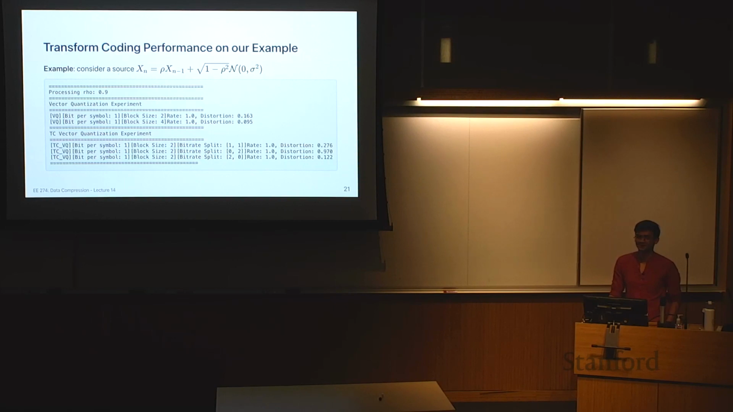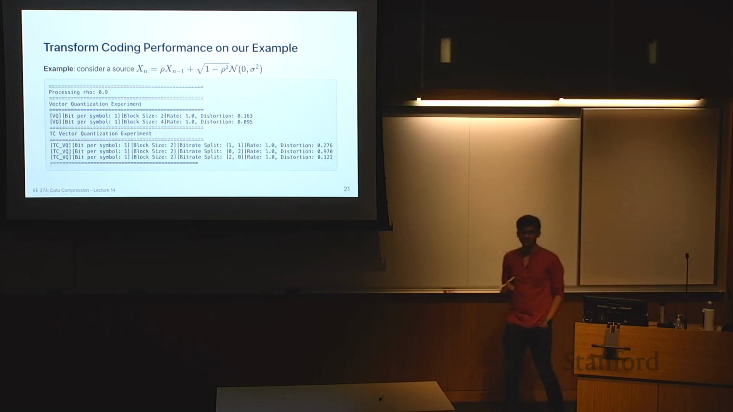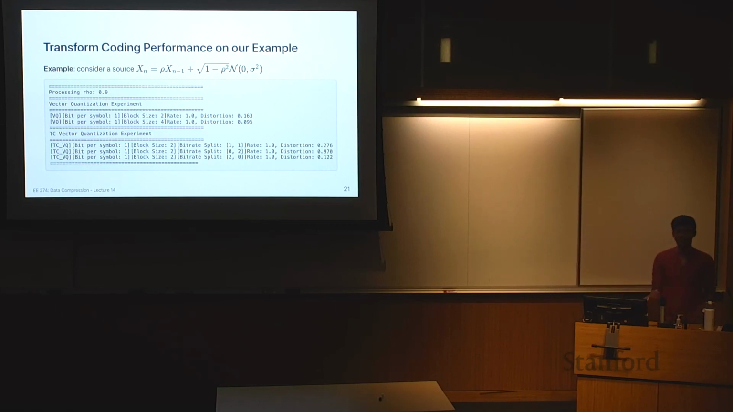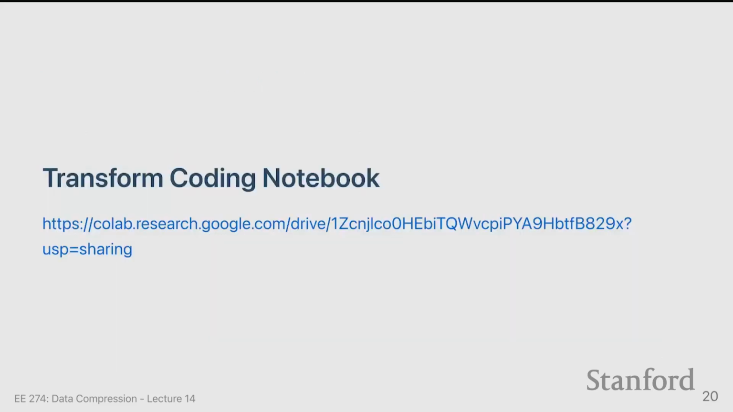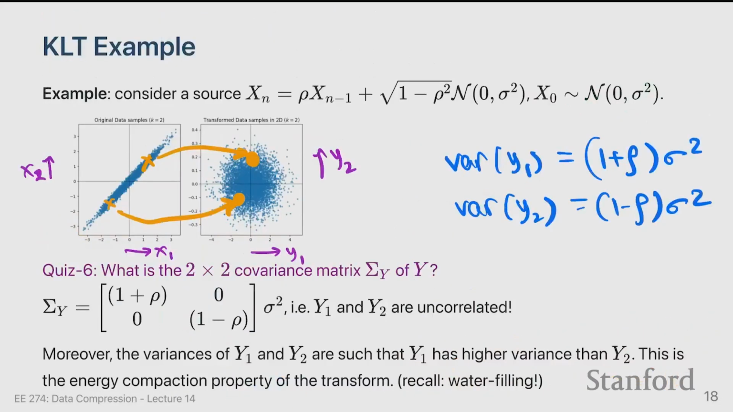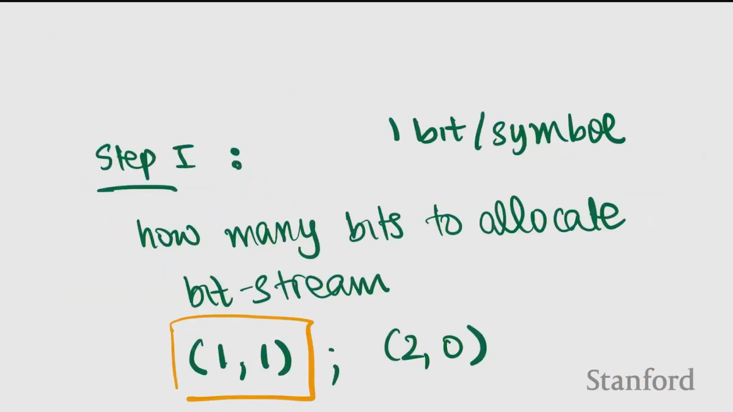First component has a lot more variance, so if we dedicate more bits to it, we get lower distortion. If we put our bits in the second, then it goes really high, as we see in the second one. Exactly. So this is now a very concrete example of what we have been discussing. If I give more bitrate to the first component, which had higher variance, remember, it had 1 plus rho sigma square variance, whereas the second one had 1 minus rho.